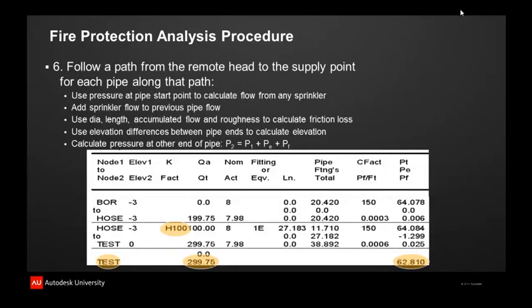So following that through pipe by pipe by pipe till we get all the way back to the supply, I've just highlighted the last few pipes in this calculation, the last couple, and showed here that at the reference point test, back where the supply of water comes into our system, we needed 299.75 gallons per minute for the entire system, including 100 gallons a minute for hose, and we needed 62.81 pounds of pressure to deliver that almost 300 gallons a minute.